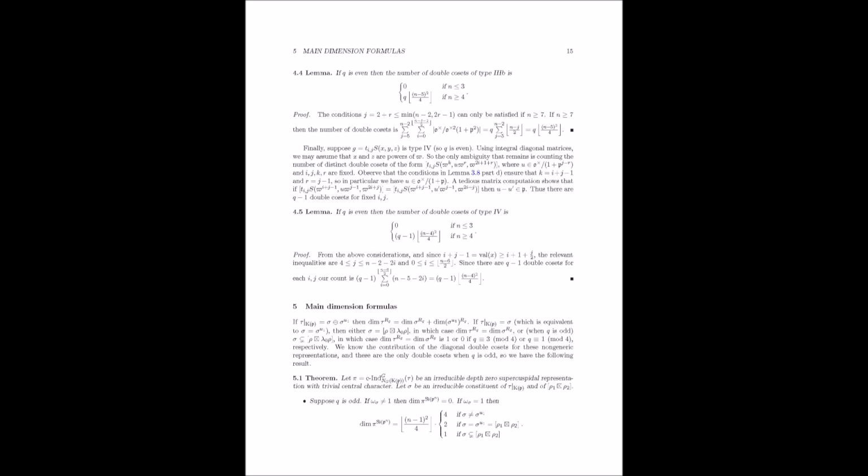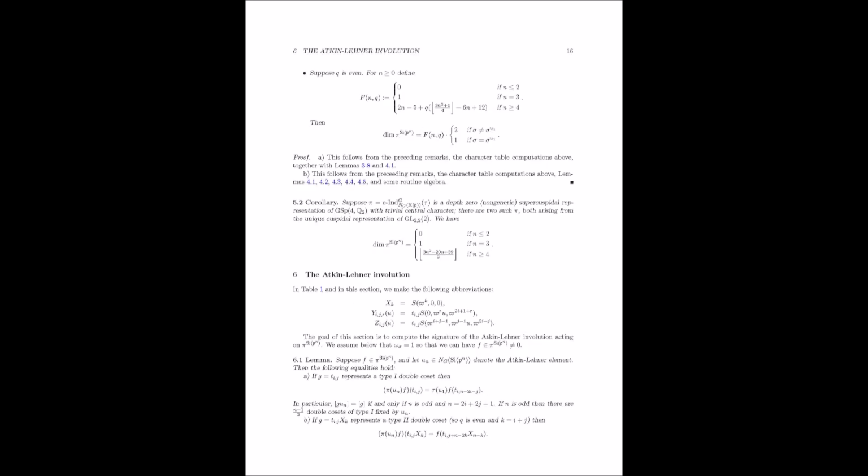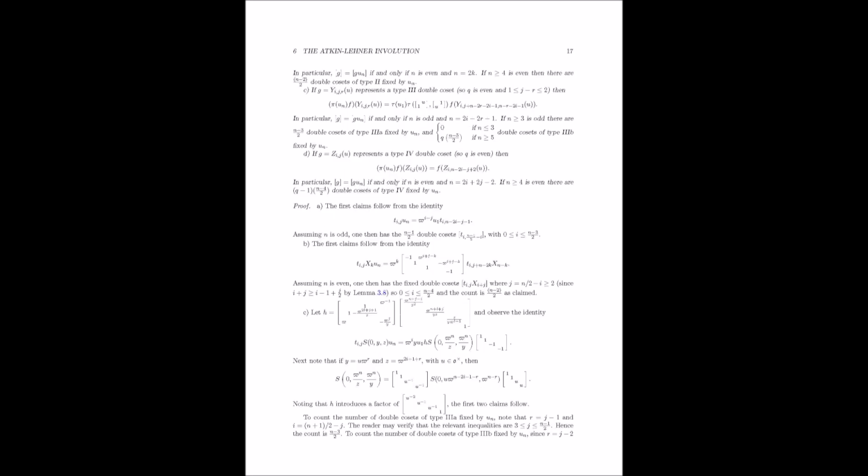Exactly. And that's where section 4 comes in. It's all about counting those double cosets. We need to know how many of each type contribute to the dimension. And there are lots of detailed calculations and clever counting arguments to help us. Let's get counting then. All right.